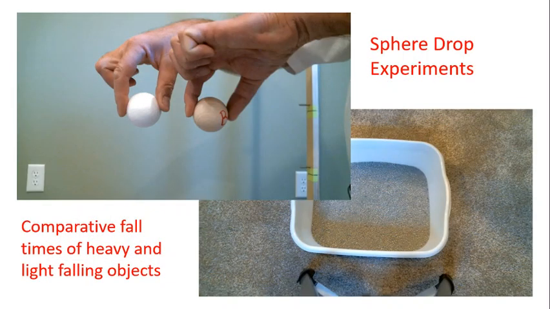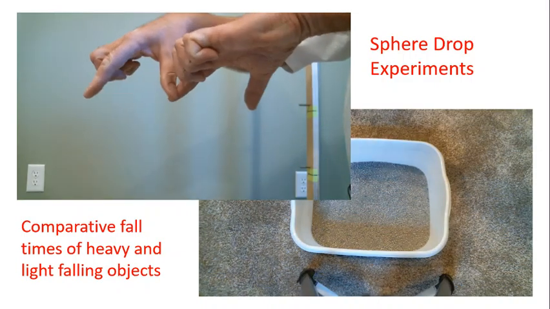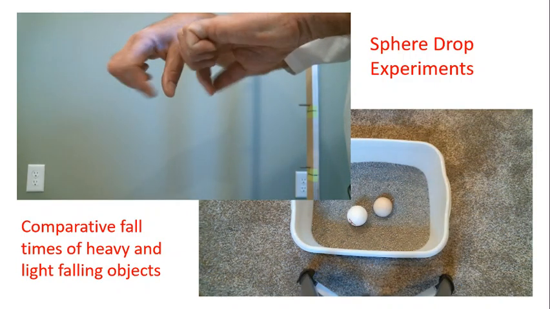Students also conduct sphere drop tests to see how mass and drag affect the falling objects. Here, 2 spheres of different masses are dropped. Both hit the catch tray at the same time, indicating that the acceleration and the fall velocity are independent of the object's mass.